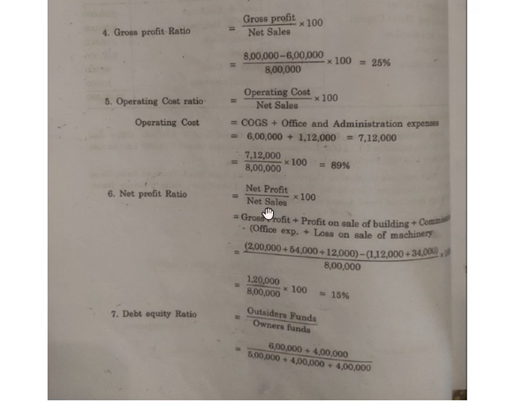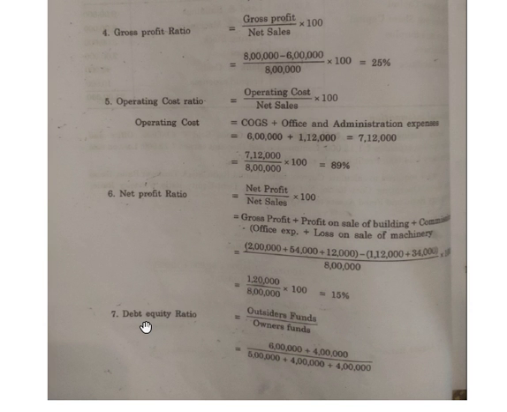Next is net profit ratio. Net profit divided by net sales into 100. We do not have net profit directly given in the question, so we are supposed to calculate the net profit. Net profit is equal to gross profit plus all the incomes minus all the expenses. So profit on sale of building plus commission minus office expenses and loss on sale of machinery. So you get 2 lakhs plus 54,000 plus 12,000 minus 1,12,000 plus 34,000, divided by net sales they have given in the question, which is 8 lakhs, into 100. Therefore, it is 1,20,000 divided by 8 lakhs into 100, which is 15%.